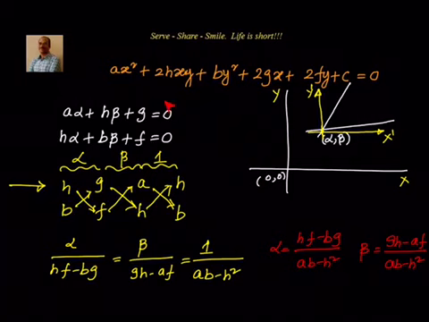Now we took them as pair of linear equations in two variables alpha and beta. We found out the point of intersection by using one of the methods, cross multiplication. We can do the same using elimination method also. So the point of intersection is (hf minus bg) by (ab minus h square) and (gh minus af) by (ab minus h square). These are alpha beta.